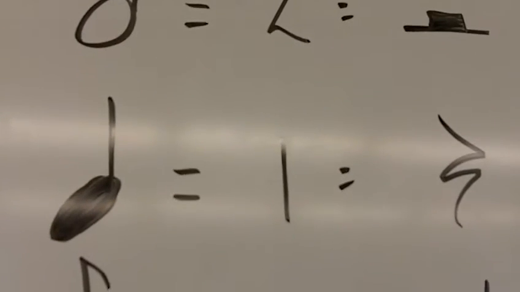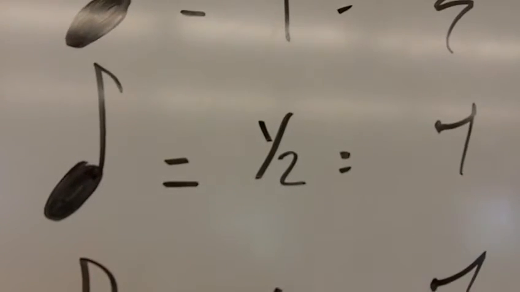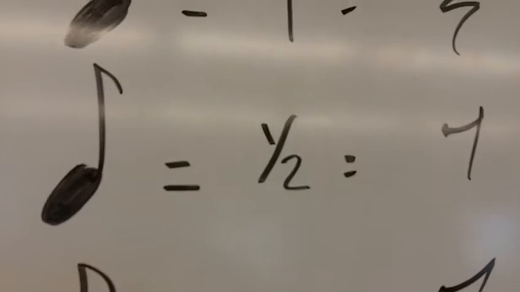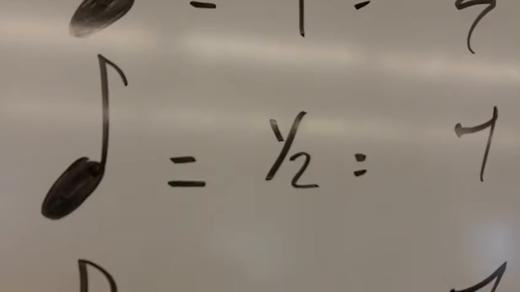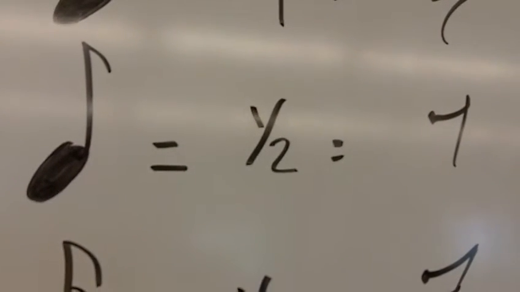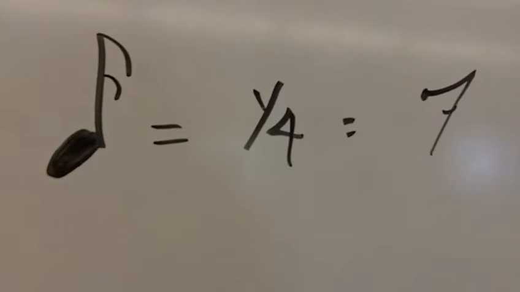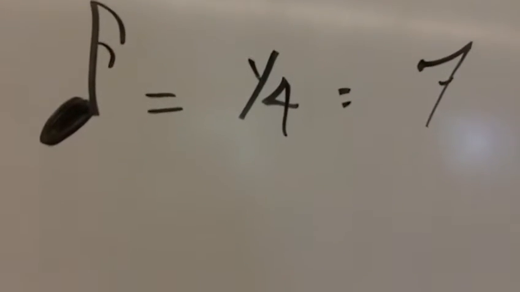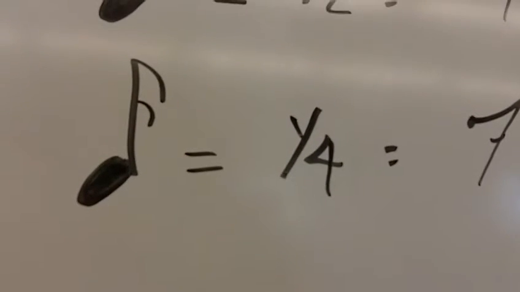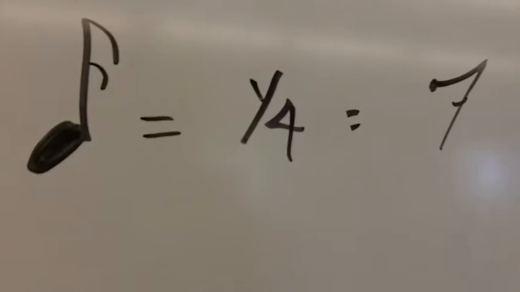Our quarter note, our eighth note, which gets half of a beat. So it takes two eighth notes to equal 1 beat. So an eighth note gets half of the beat. And this is our 16th note, which gets a quarter of the beat. So it would take 4 16th notes to equal 1 pulse.